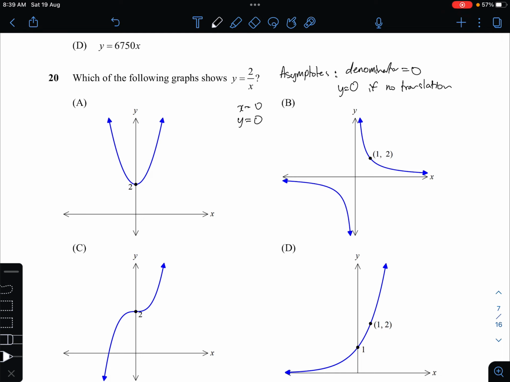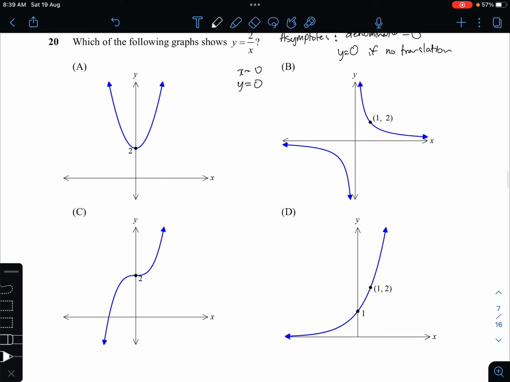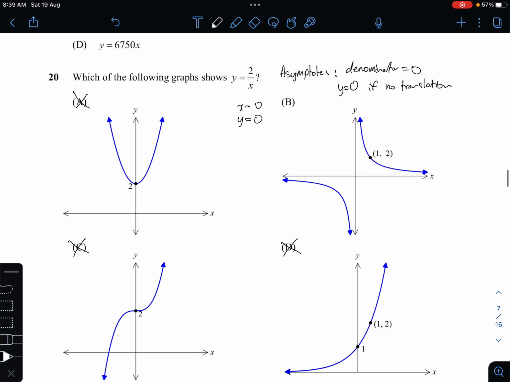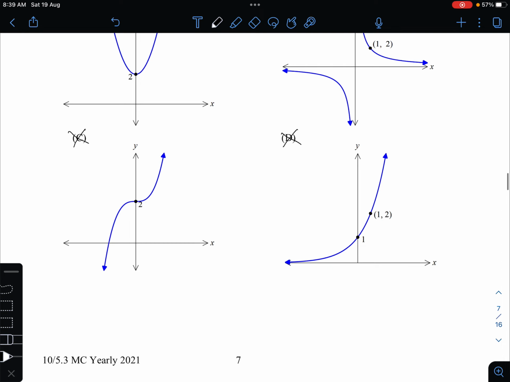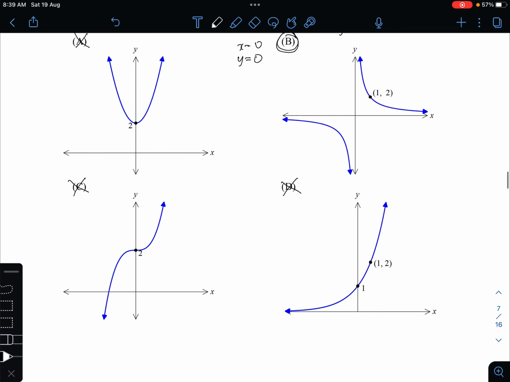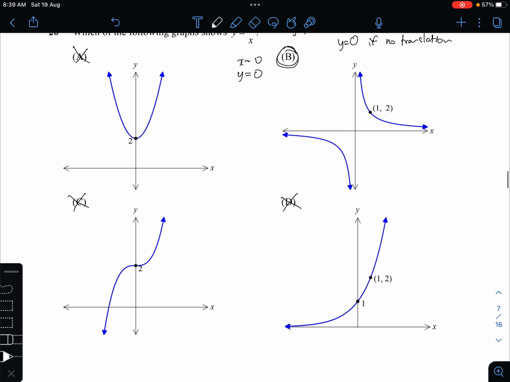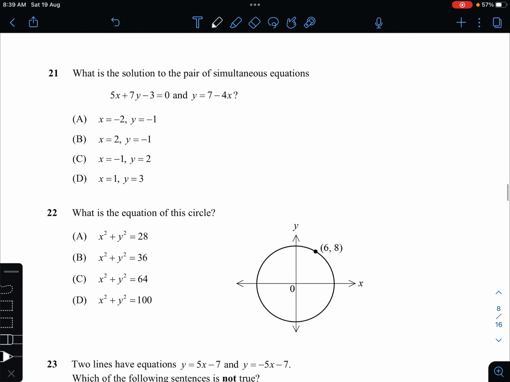no translation vertically, and therefore it can't be A because it goes through 0, can't be C because it goes through 0, can't be D because it goes through 0, and it's therefore very obviously B. And just quickly, A would be a parabola, C would be a cubic, and D would be an exponential graph. So B is the only hyperbola actually. So you can just get it off the bat. But yeah. Next one, 21.